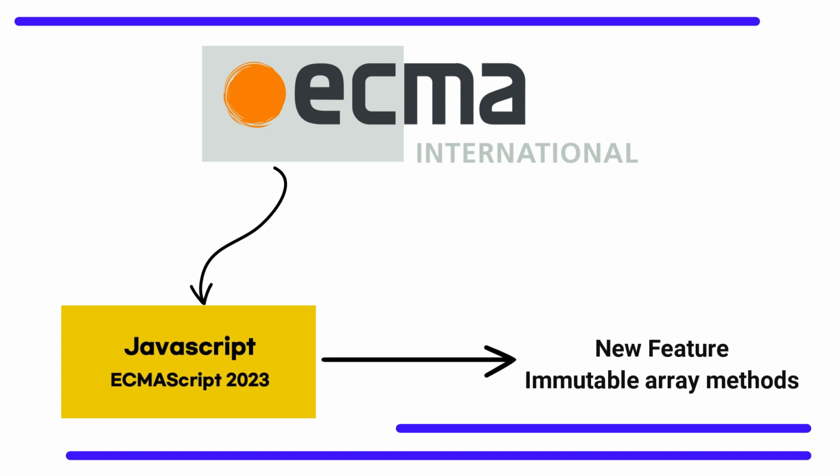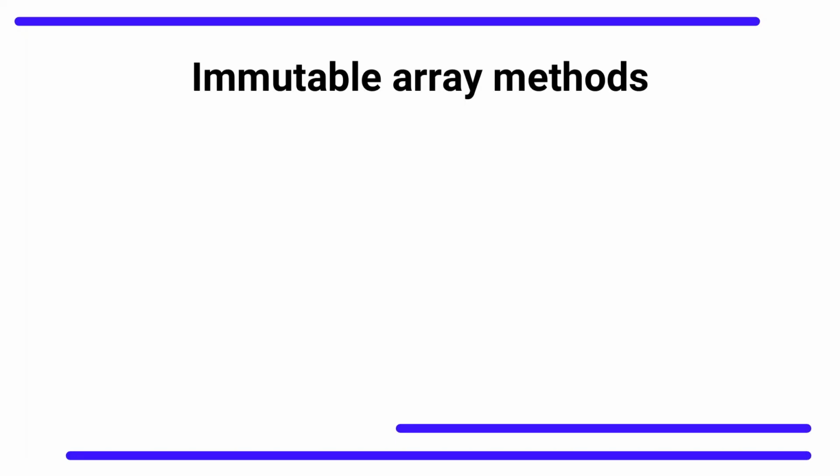In 2023, ECMA International released ECMAScript 2023, the 14th edition of the JavaScript language specification. This update introduced new features like immutable array methods. It means the original array will remain intact. Let's start with immutable array methods.